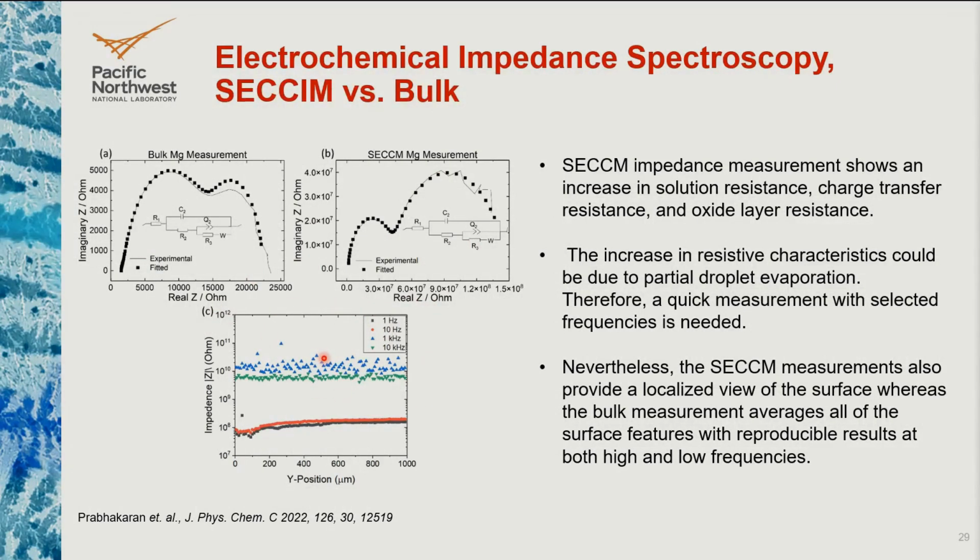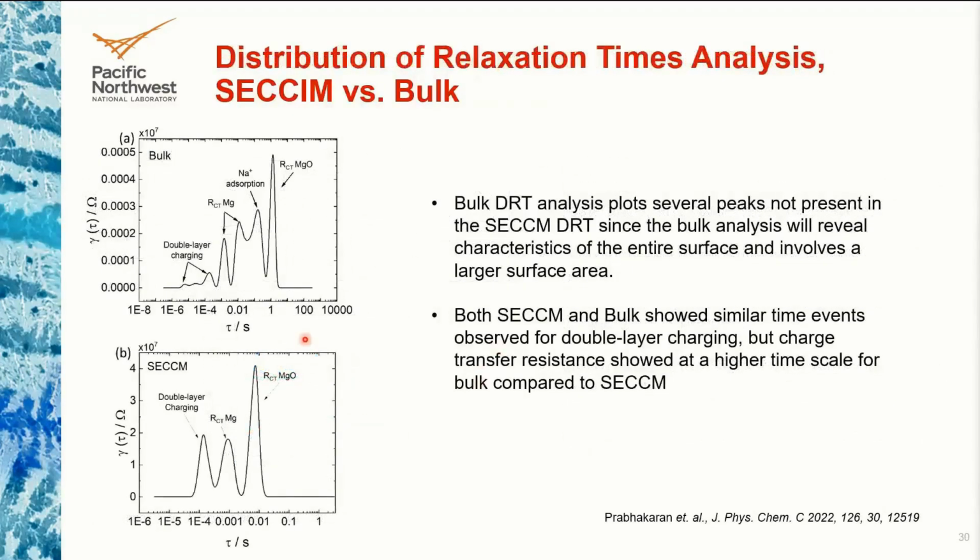But here, what we also observed is that there is an increase in the resistive component when you use the ACCCM tip, probably due to partial droplet evaporation, and so a quick measurement is absolutely needed when we do the EIS measurement. That means you cannot do the entire frequency range, but you have to select the frequencies.